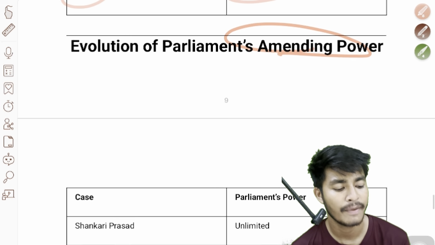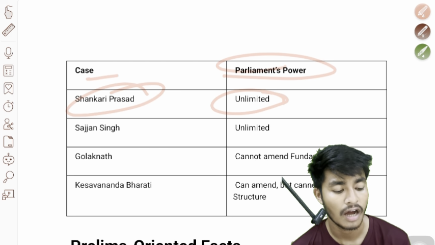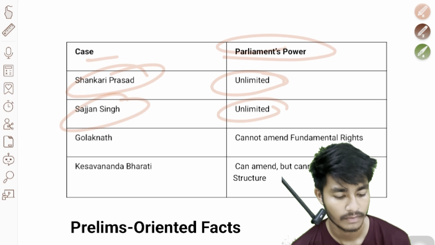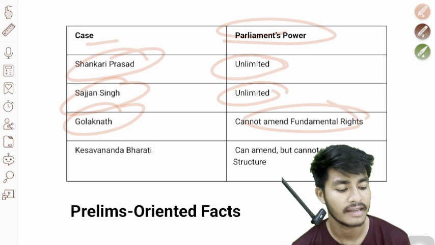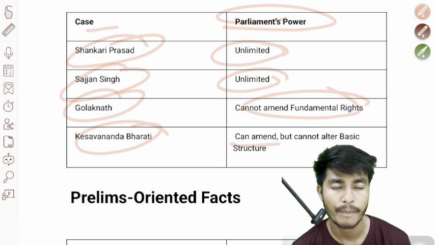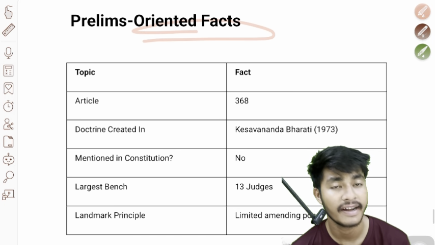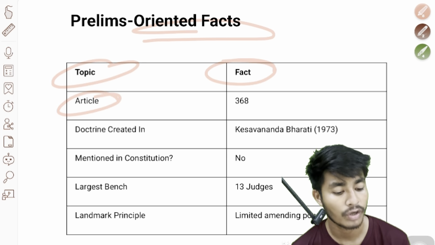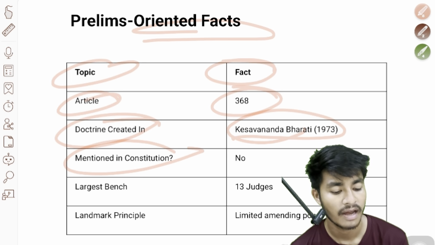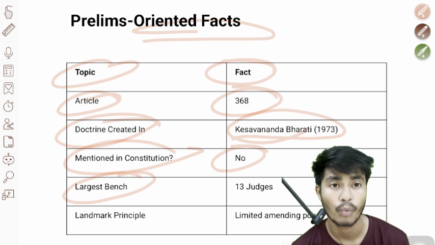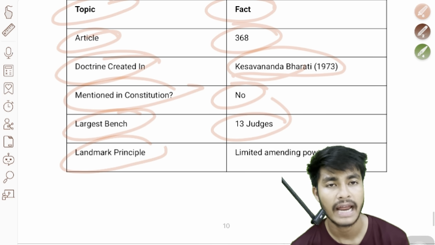So case and Parliament's power. Sankari Prasad gave unlimited power, and Sajjan Singh also gave unlimited power to Parliament, and Golaknath said Parliament cannot amend fundamental rights. And Kesavananda Bharati said it can amend but cannot alter the basic structure. Now we'll move to the prelims oriented facts topic. Article 368. Doctrine created in the Kesavananda Bharati case 1973. Mentioned in the Constitution, no. Largest bench, 13 judges, gave the judgment, and the landmark principle is limited amending power.